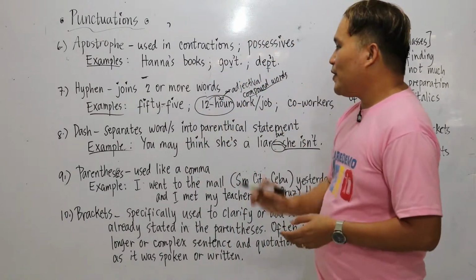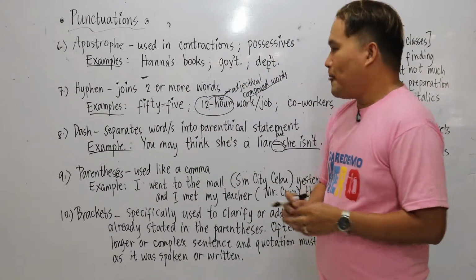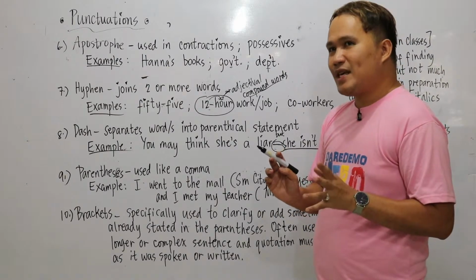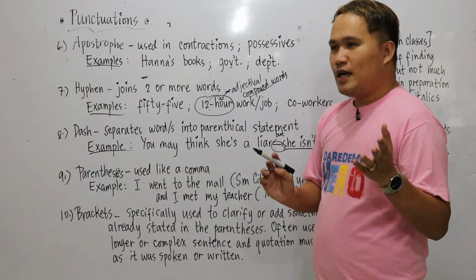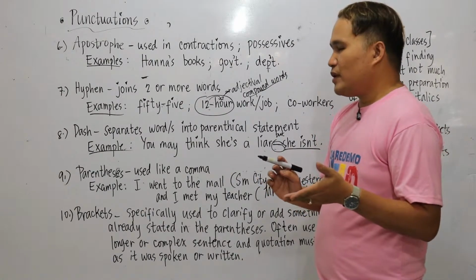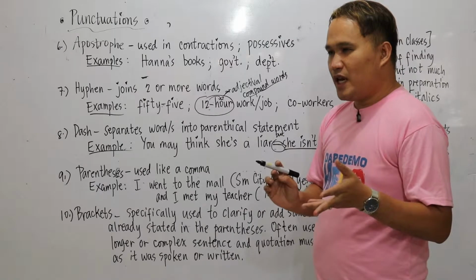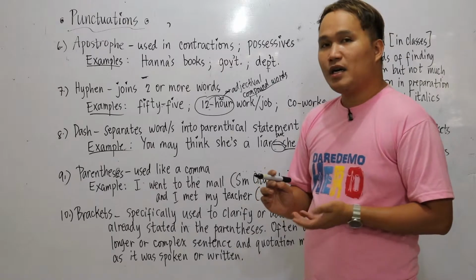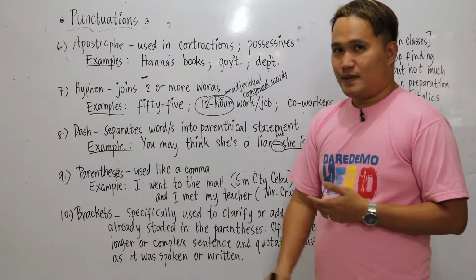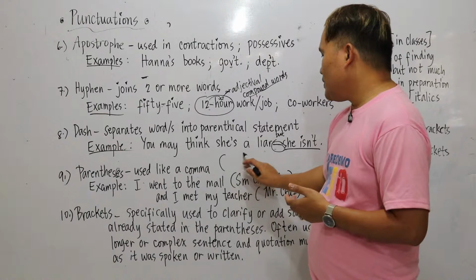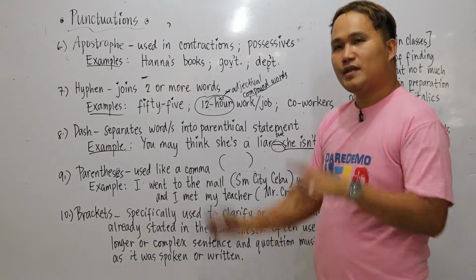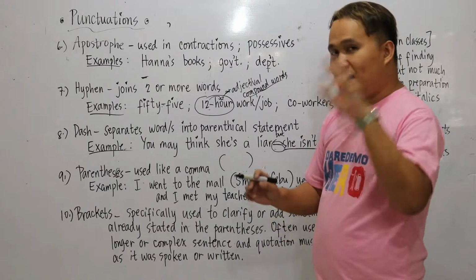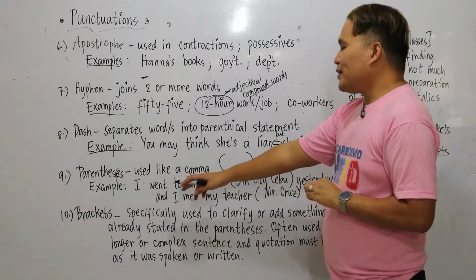Parentheses are used like a comma. It's one way of creatively writing your output. So let's say you're not comfortable already to write using a comma, so you can just use parentheses. Parentheses look like this, enclosed with a semicircle. So we have here an example.